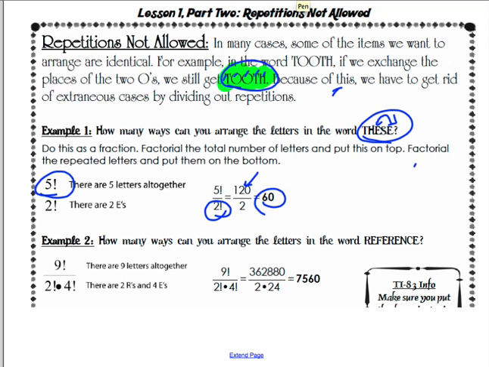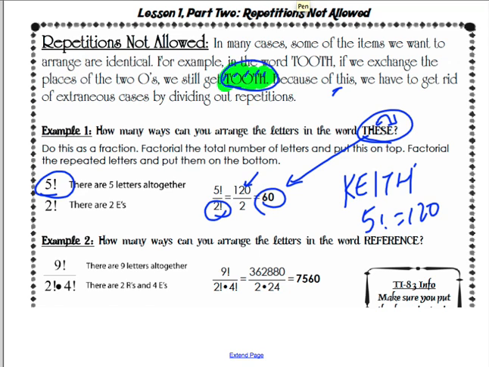So if I take the word Keith, where there are 5 different letters, the number of different arrangements for this would be simply 5 factorial, which is 120. But in the word these, because there are 2 E's, we have to divide out the 2 E's, which is 2 factorial, because they can be arranged 2 factorial ways, and I'll explain that in a second. And then you get 60.